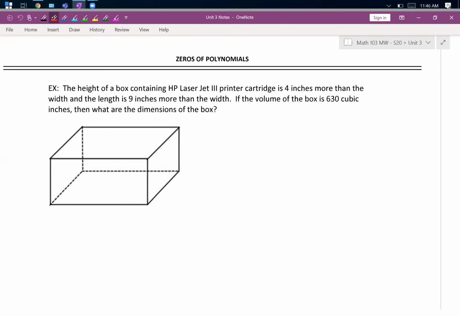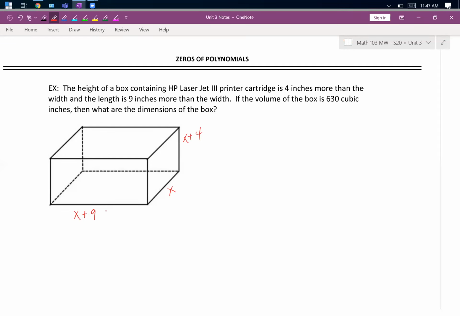The cartridge box is width plus 4 for the height, and the length is width plus 9. The width is unknown, so we'll call the width just x. The height is 4 more than that, so it's x plus 4. And then the length is 9 more than the width, x plus 9. So we've labeled our box.